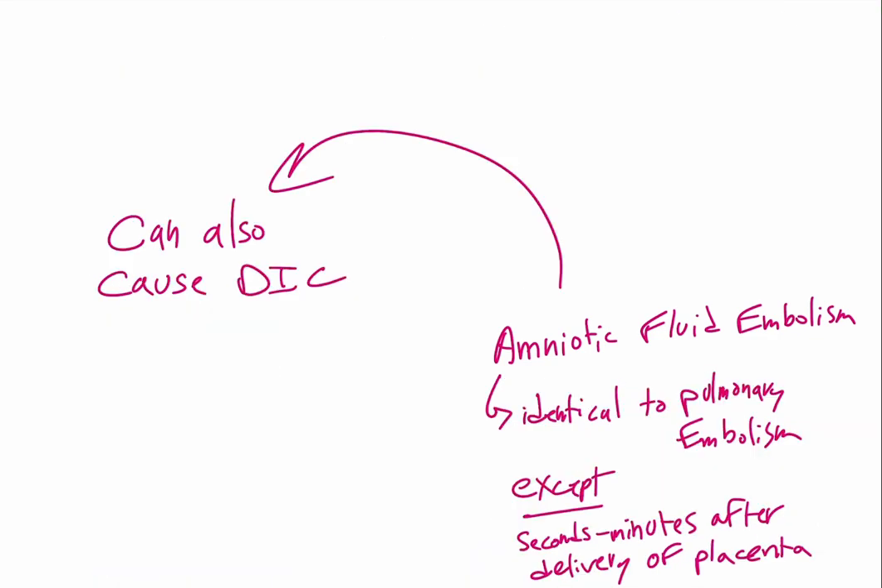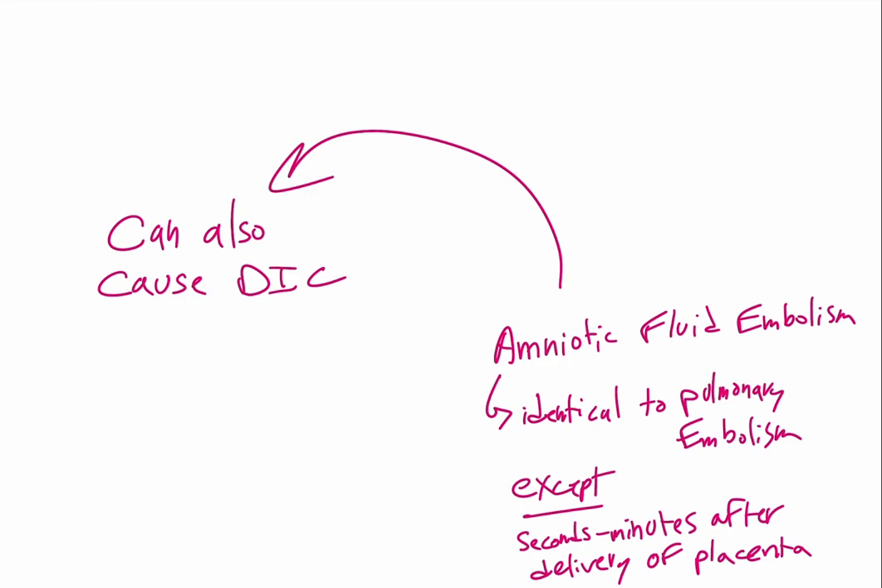All right, jumping right into amniotic fluid embolism. This presents identically to a pulmonary embolism, except the key historical detail is that it occurs minutes after delivery of the placenta, usually within 30 seconds to 2 minutes. So for example, if they say 2 minutes after delivery of the placenta, a woman develops acute shortness of breath and tachycardia, now you're thinking amniotic fluid embolism.